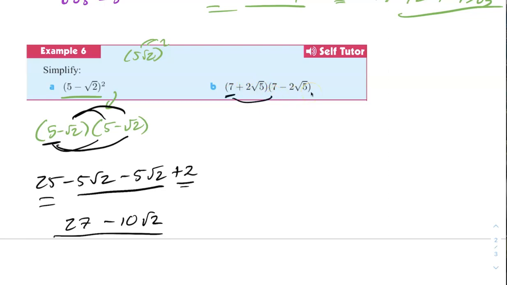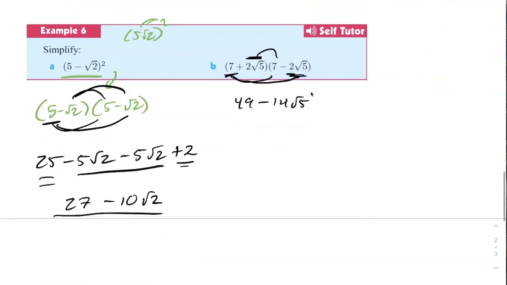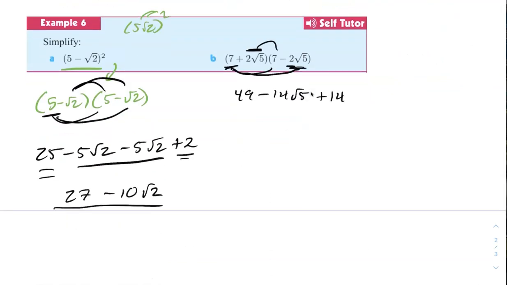So 7 times 7 is 49. 7 times this guy, remember you can only multiply the 7 by the number, which is negative 2, so negative 14 rad 5. And then you do the next one. 2 rad 5 times 7 makes it a positive 14 rad 5. And then 2 rad 5 times that will give me negative 4 rad 25. Because 2 times negative 2 is negative 4, 5 times 5 is rad 25, or just 5.